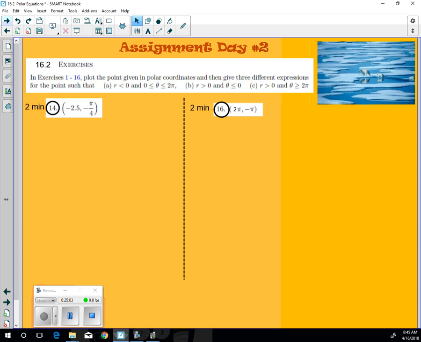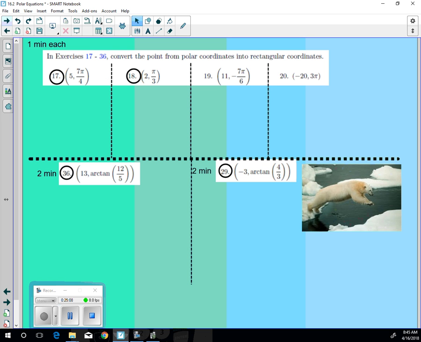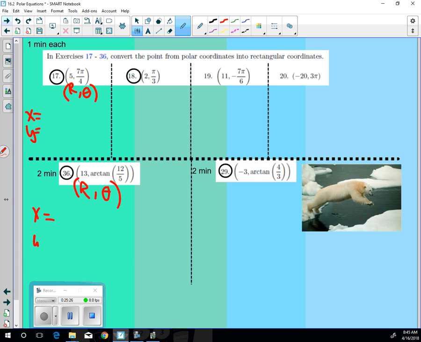All right, for homework. For homework, what you're going to do is you're going to, again, find the 4 different answers. And then you're going to do some more converting. You're going to convert this, which is in r theta, and you're going to convert it into x and y for all of those. This one also is in r theta, and you're going to find your x and your y. And I'm going to help you just a little bit with this one. X equation is r cosine theta, and y equation is r sine theta. Do you remember that?